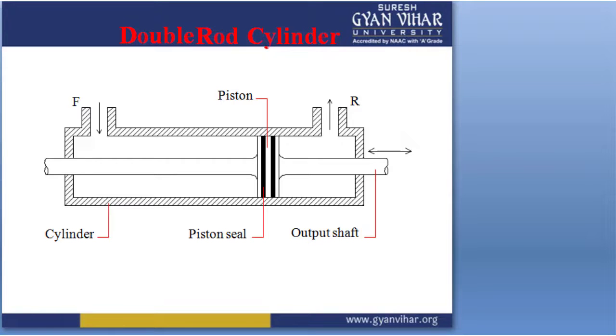And this slide shows the double rod cylinder. In this, the work function is performed in both cases. Here the output shaft is connected to both ends of the piston, and it provides a double action, right?